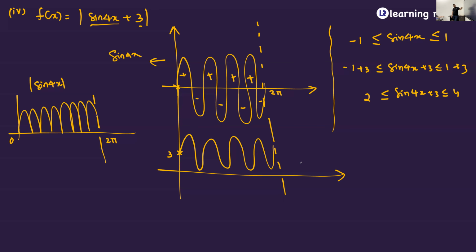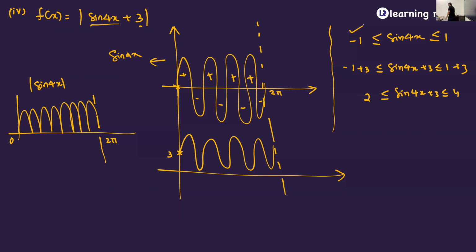Okay. If you look at this question, what has happened? Mod of sine 4x plus 3 is there, no? So here, what is the answer? Since the graph itself is shifted by 3 units, there is no value which is below x-axis. Hence, the graph for sine 4x plus 3 and mod of sine 4x plus 3 is the same. Is that clear?